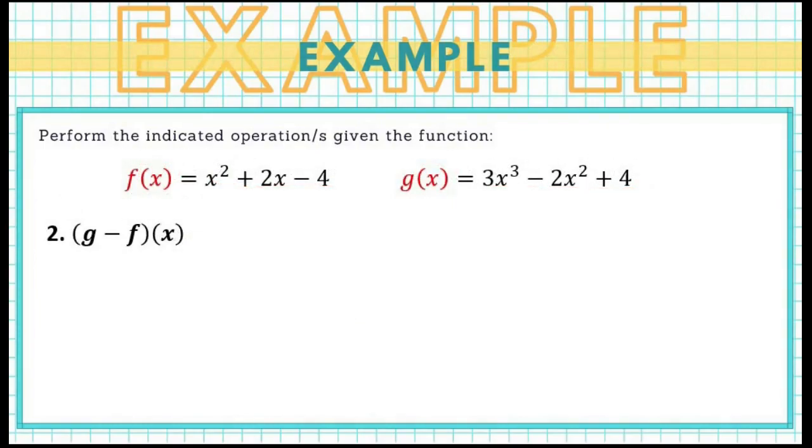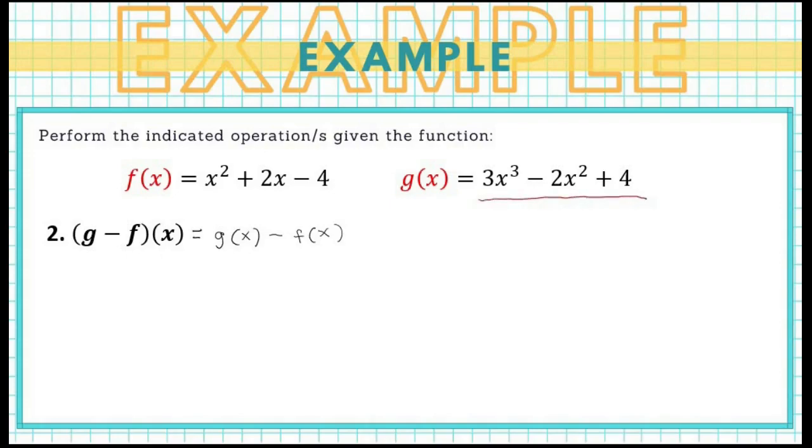Let's now have another example, and this time the operation involved is subtraction. Now the given function g minus f of x can also be written as g of x minus f of x. Now in subtraction, the order matters. So g of x will be considered as our minuend, so we are going to substitute it first.